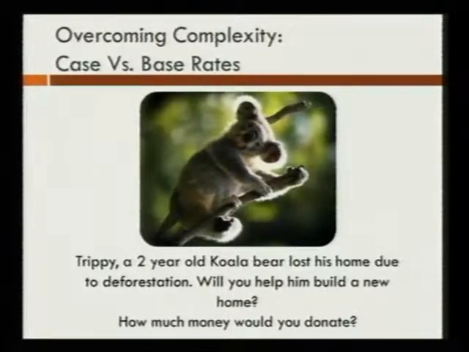But then, if you give people a case rate, which is one particular koala bear, and they even give it a name so that people can relate to it, let's call it Trippy. Trippy, a 2-year-old koala bear, lost his home due to deforestation. How much money will you give to help him build a new home? Turns out that people donate 5 times as much.